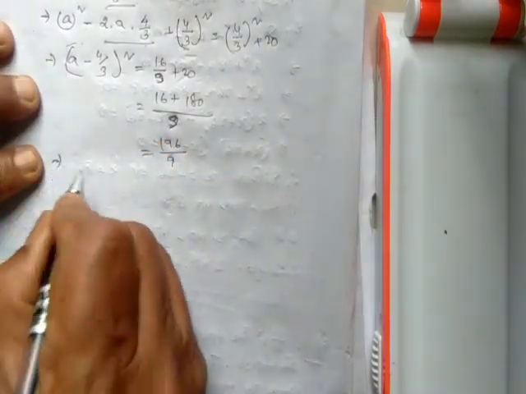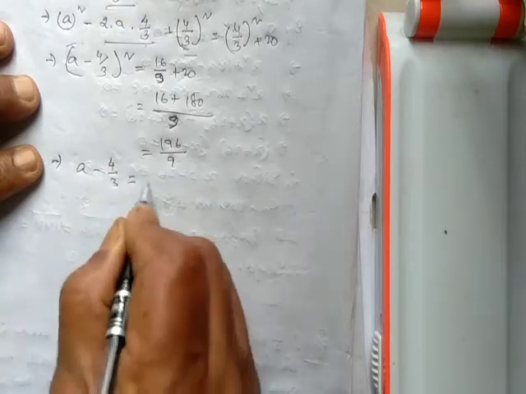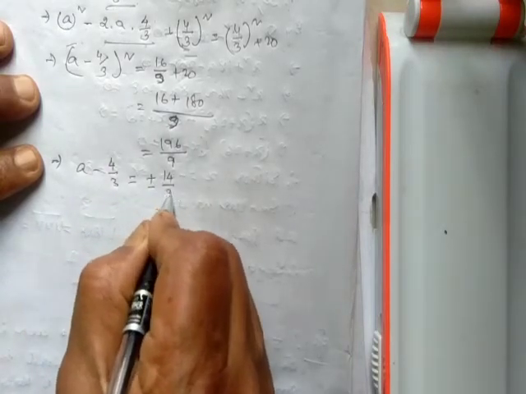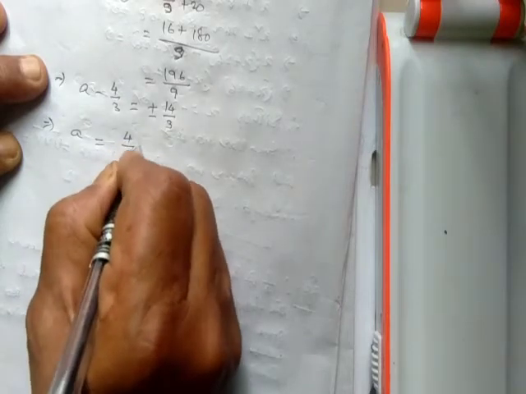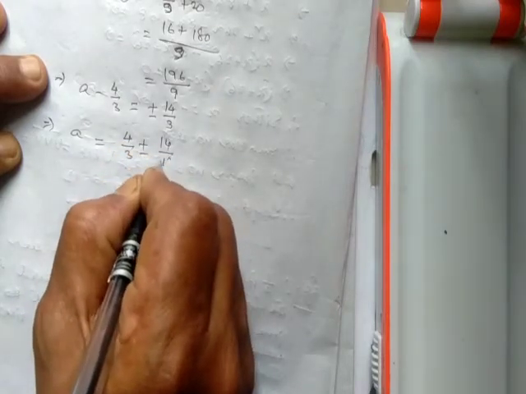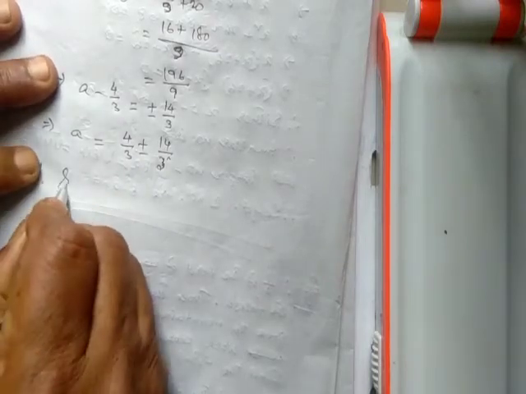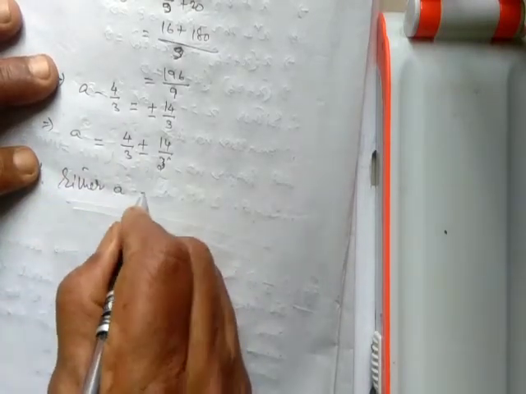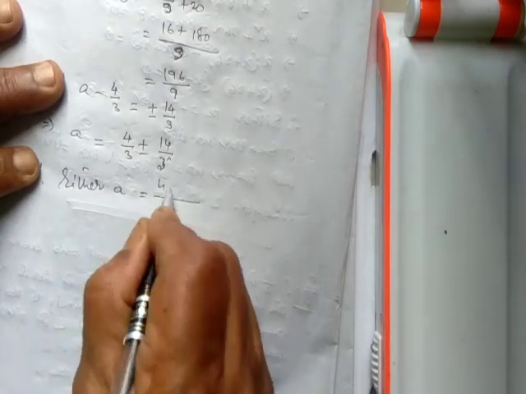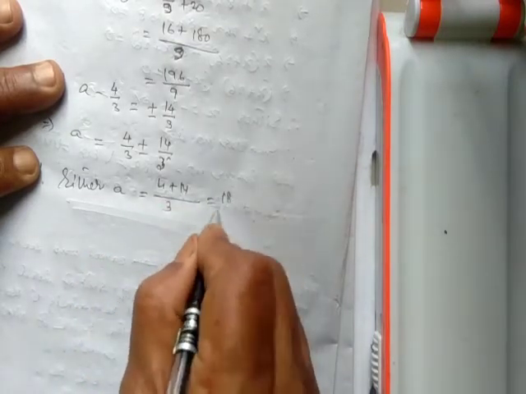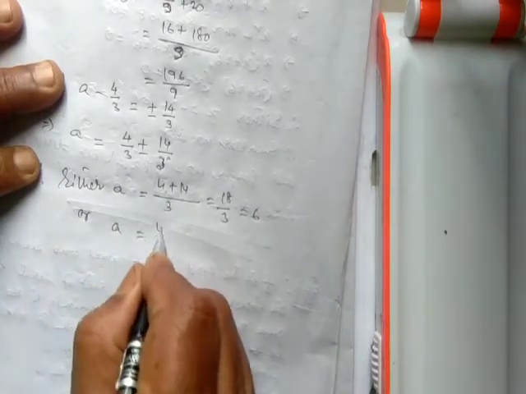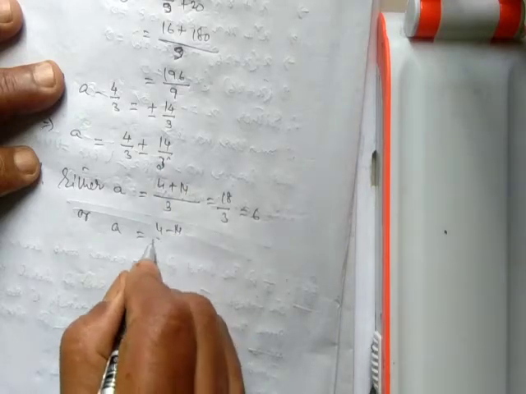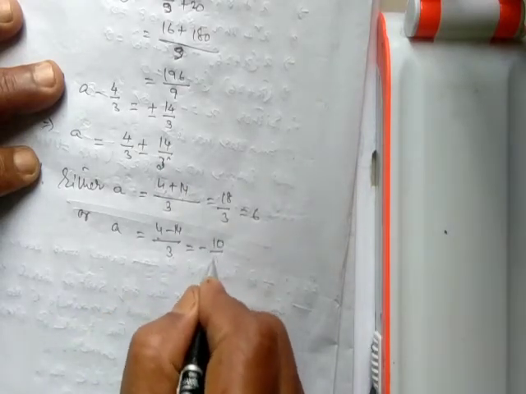This implies a minus 4 by 3 is equal to plus minus 14 by 3. Therefore a is equal to 4 by 3 plus minus 14 by 3. Therefore either a is equal to 4 plus 14 by 3, which is 18 by 3, which is equal to 6, or a is equal to 4 minus 14 by 3, which is equal to minus 10 by 3.